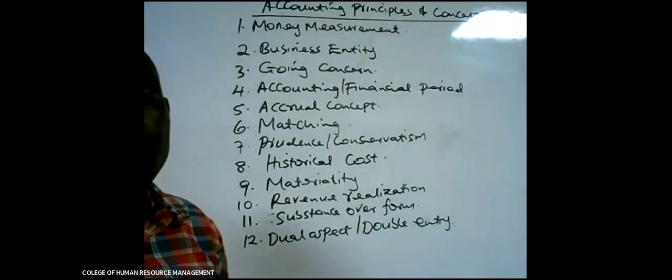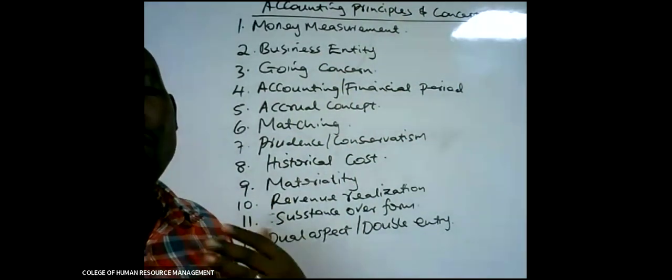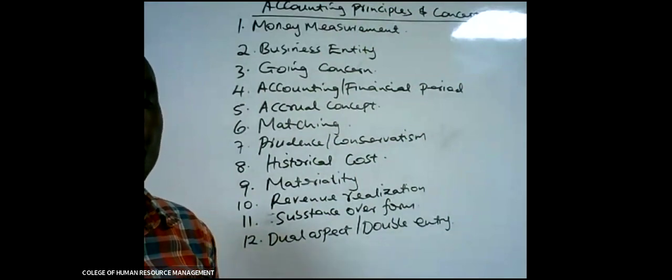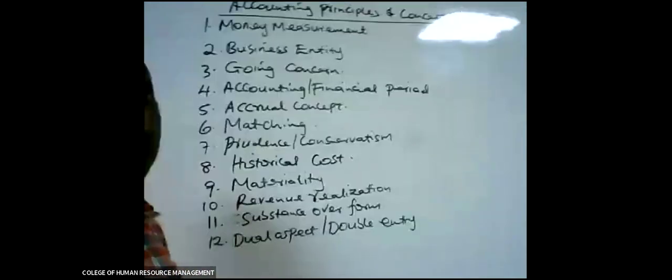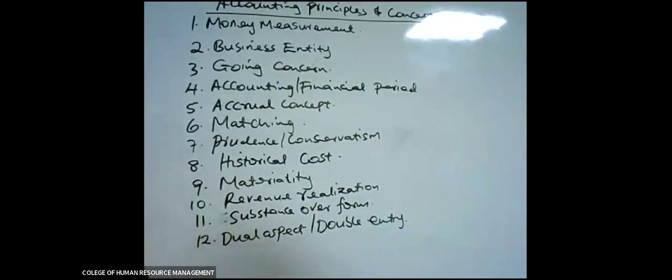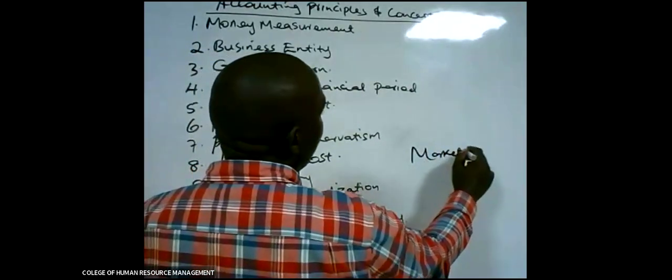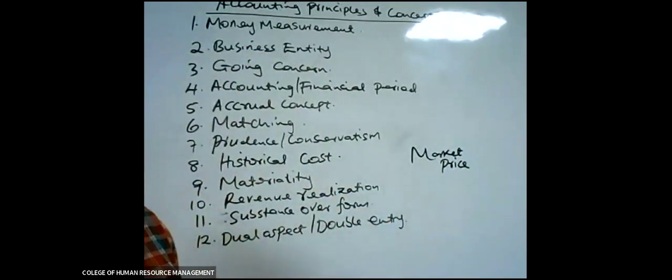Historical costs are normally applicable on fixed assets, those assets that are going to be in the business for a long period of time. So we have got 2 costs here. We are talking about historical costs, but because they are going to stay in the business for a long period of time, the other side is the market. The market price will keep on changing.